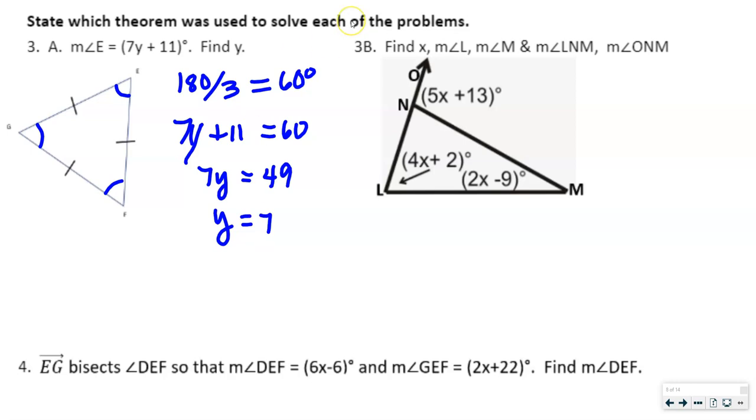Now, with 3b, it says find x in all the angles, okay? So we're going to use the exterior angles theorem for this one. You need to know that.